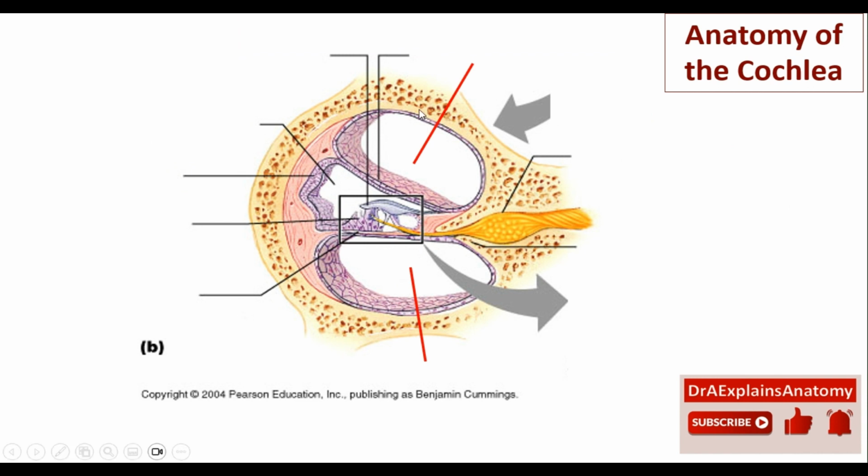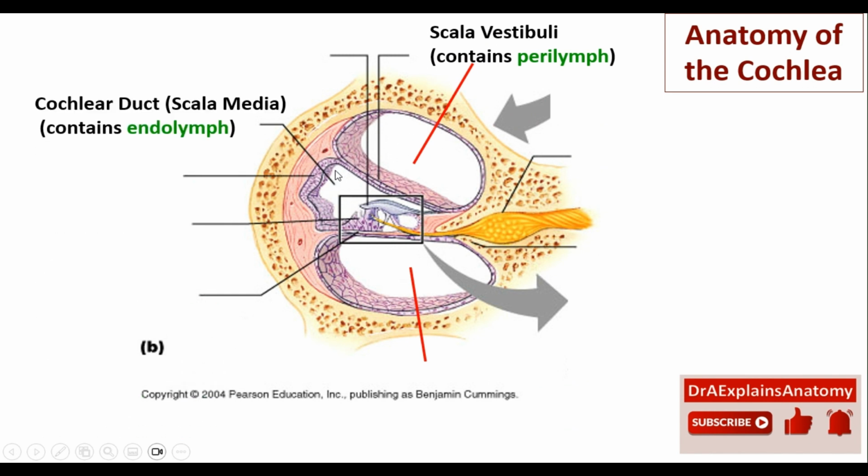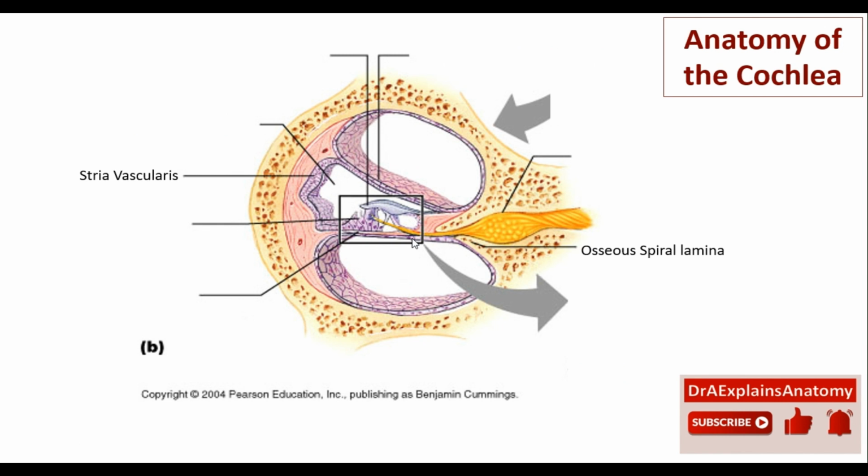Let's zoom on one part of the cochlea where we can see the scala vestibuli, which contains the perilymph, the cochlear duct, also called the scala media, which contains the endolymph, and the scala tympani, which contains the perilymph. So we have 1, 2, 3 chambers in the cochlea.